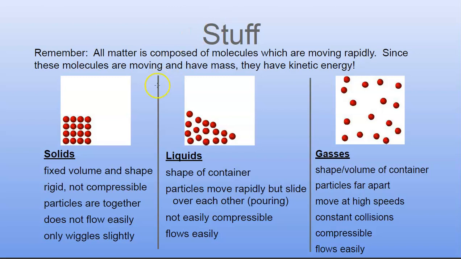In the first one you can see matter as a solid. If you would imagine an ice cube for me, then it's just a nice little block of molecules that are stuck together. They have taken that shape. They have that fixed volume and shape. It's rigid. You can't compress an ice cube like a marshmallow or something. The particles are pretty close together. They do not flow easily. If you could zoom in on them, they would be wiggling ever so slightly.